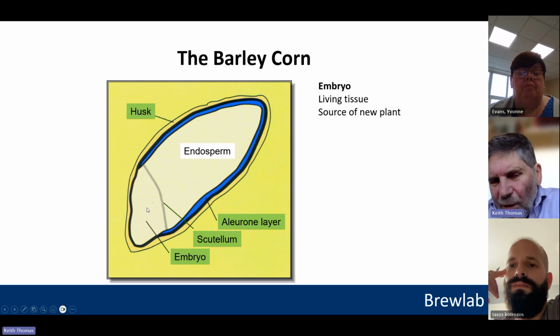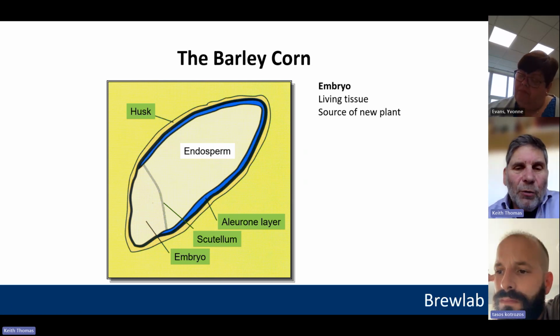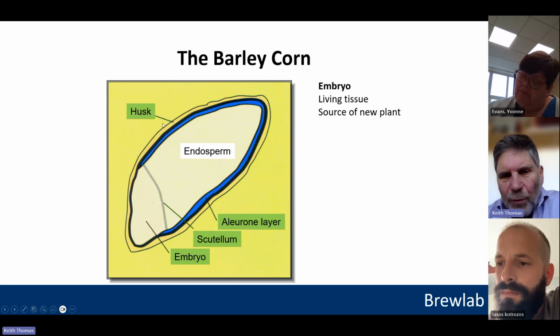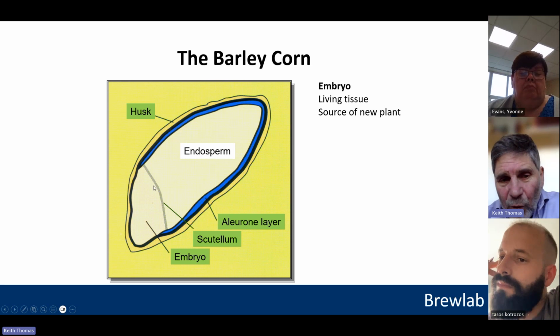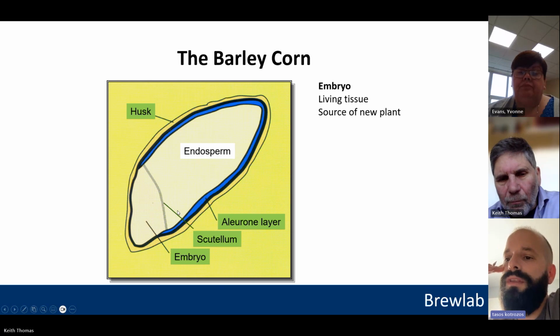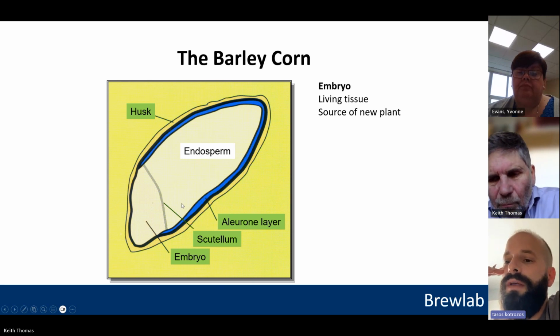This is also a nice diagram for questions for you to demonstrate your knowledge of the component parts of a grain, where we've got the husk surrounding it, the endosperm full of the starch grains, the embryo, which is the nascent shoot and root. I thought the questions are multiple choice.